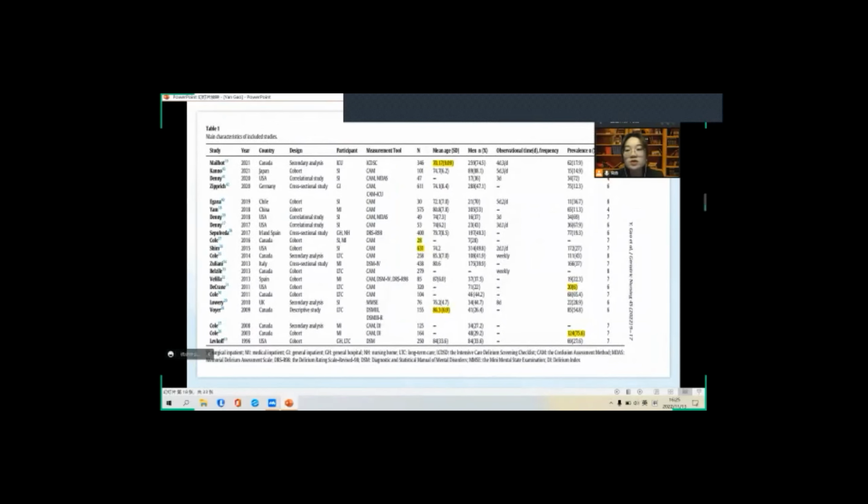Main characteristics of included studies. The mean age of the included participants ranged from 17.17 to 18.7 years, and the number of participants in each study varied widely. The prevalence of subsyndrome delirium in these study participants ranged from 6% to 75.6%.